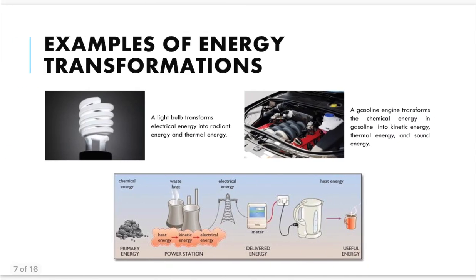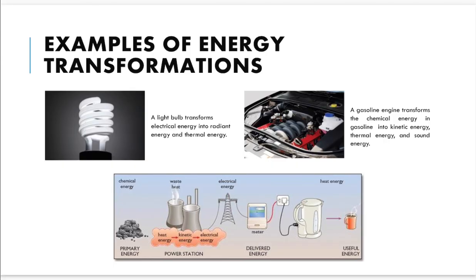So, more examples of energy transformations. A light bulb transforms the electrical energy into radiant energy or light energy and thermal energy in the form of heat. In a car engine, a gasoline engine transforms the chemical energy in gasoline into kinetic energy, thermal energy, and sound energy.